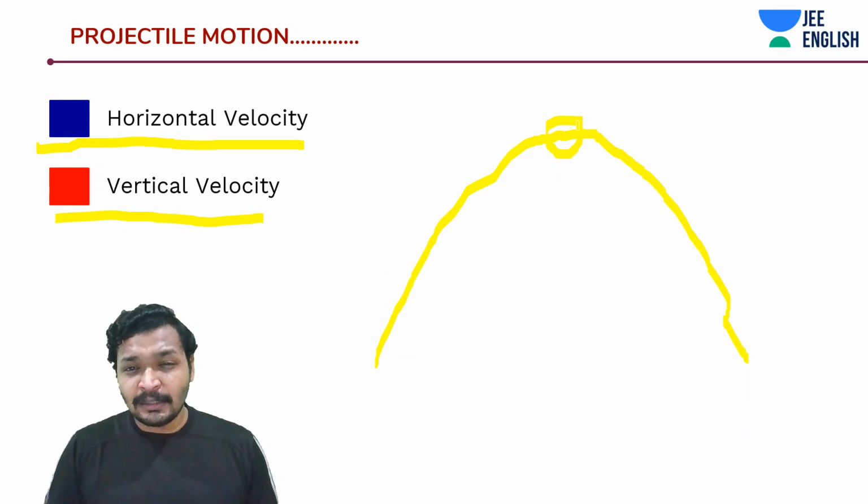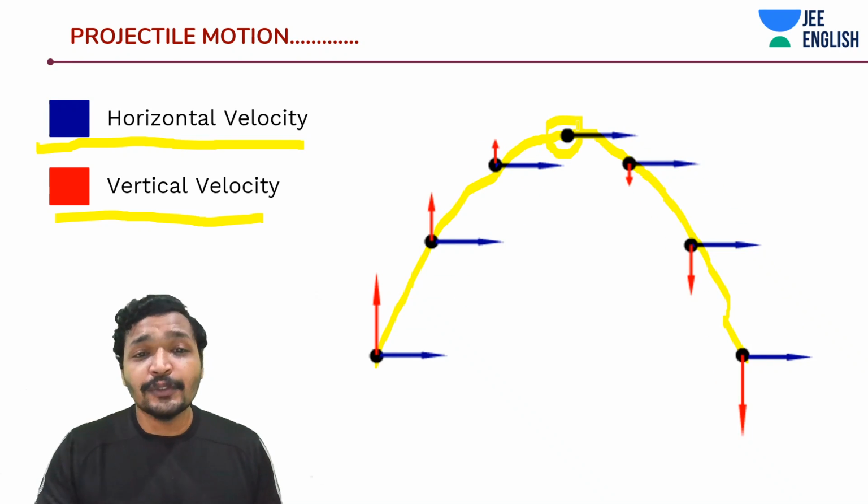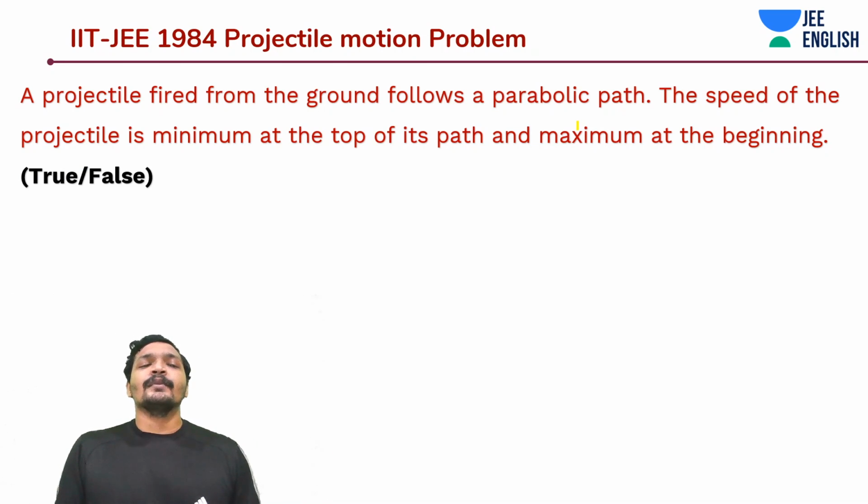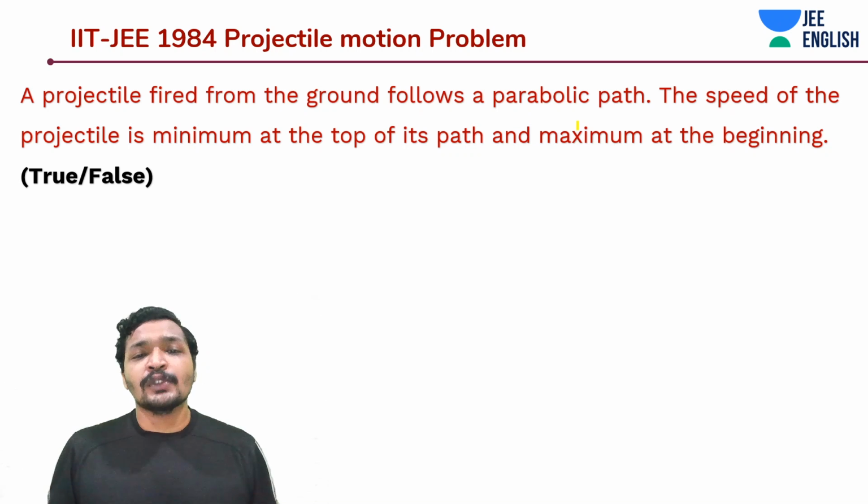In fact, let me tell you something. We have something interesting for you. That's an IIT JEE Advanced problem. It says that a projectile is fired from the ground and follows a parabolic path. The speed of the projectile is minimum at the top and maximum at the beginning. Is it true or false? So this is the question.